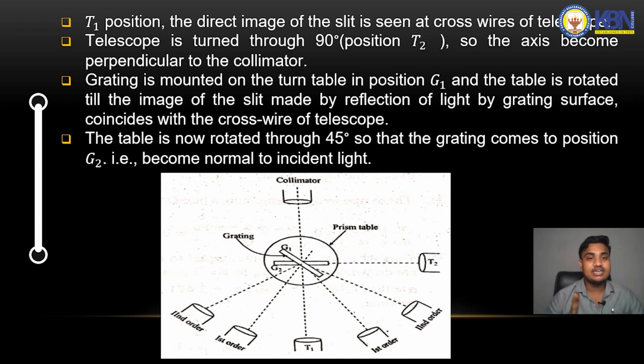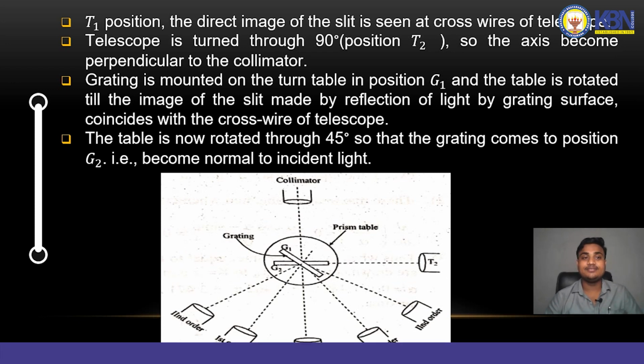The first point is that the eyepiece of the telescope should be focused on the cross wires. The second point is that the collimator and the telescope are adjusted for parallel rays. The third one is that the grating is placed on the prism table in such a way that the light coming from the collimator falls normally on it. These are the three adjustments you need to make while doing this experiment.